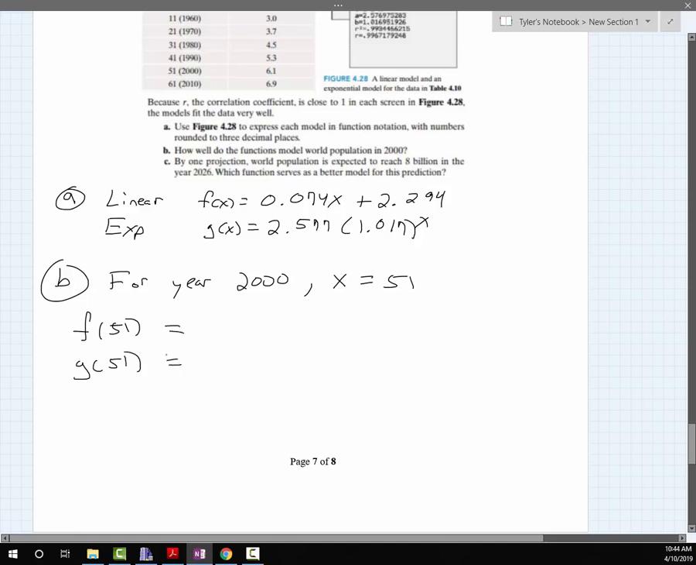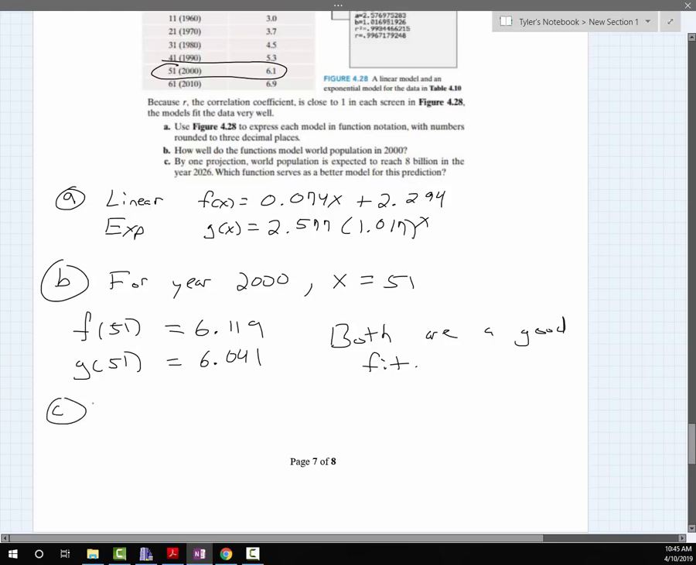So if you plug those in your calculator, you should get 6.119, and for g of 51, you should get 6.041. Right, and the actual from the table is listed here, which is 6.1, which both of these are about 6.1. So both are a good fit. They both predict pretty closely to the actual.